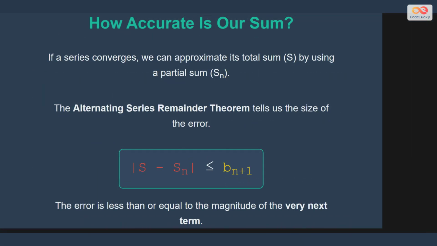When a series converges, we often approximate its true sum using a partial sum, like the sum of the first 10 terms. The alternating series remainder theorem gives us a wonderful tool to measure the error of our approximation. It states that the absolute error is always less than or equal to the magnitude of the very next term, b_(n+1).